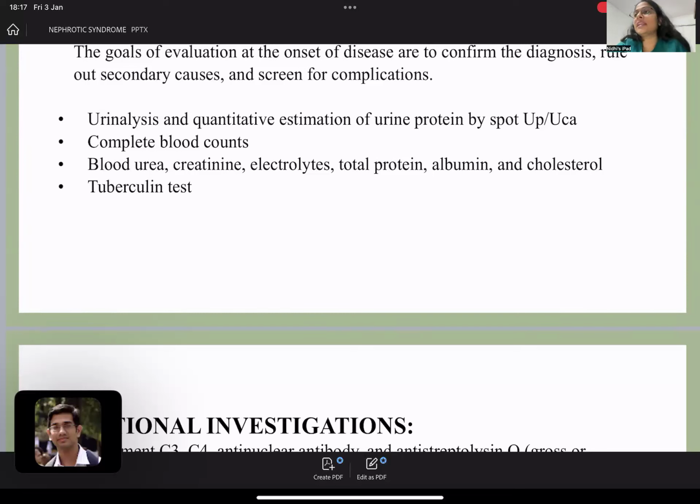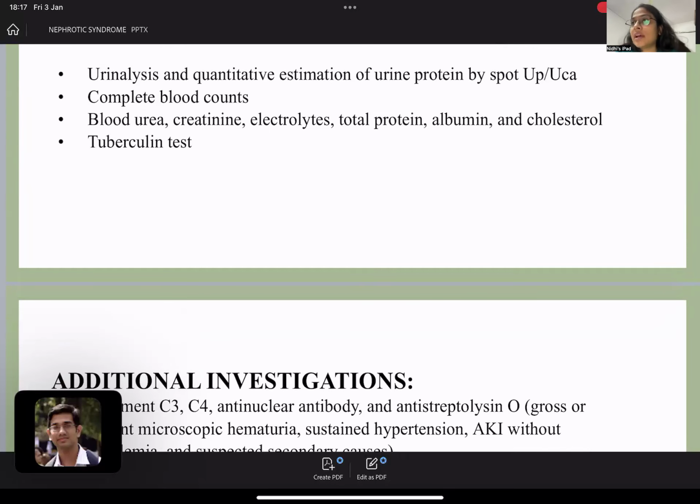for defining a relapse. And we have to get a CBC done, of course. We have to get a blood urea creatinine done. We have to get electrolytes done, serum total protein, albumin, and cholesterol. A few years back, what we used to study is that hypercholesterolemia was also in the definition of nephrotic syndrome, but not anymore. Hypercholesterolemia is seen in nephrotic syndrome, but it is not in the definition of nephrotic syndrome.